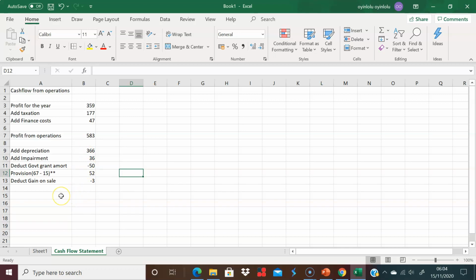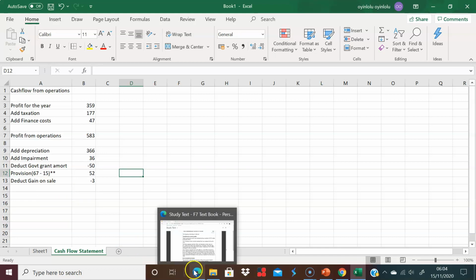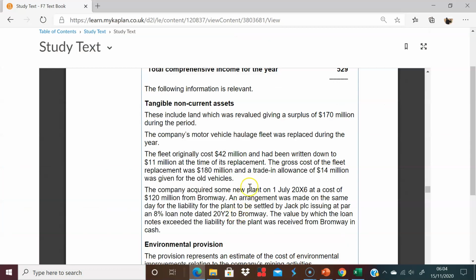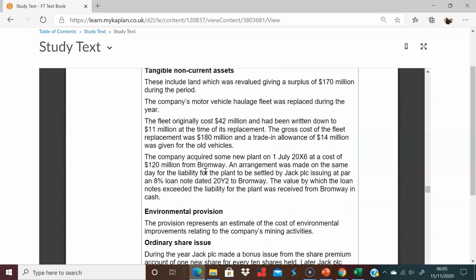And then I now have, let me just deal with that. So I have here disposal. Let me finish off the story on non-current assets. So it says the gross assets were replaced by this for 180 million. That's fine. I could treat this 180 million, or I could just wait. The company acquired some new plant at a cost of 120 million. So we acquired some new plant for 120.